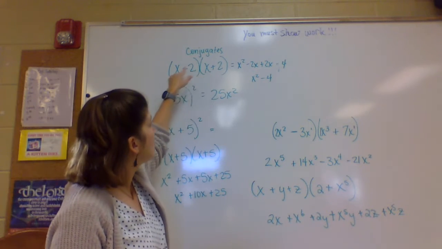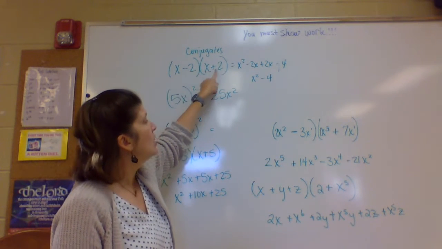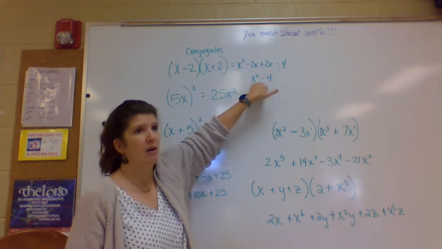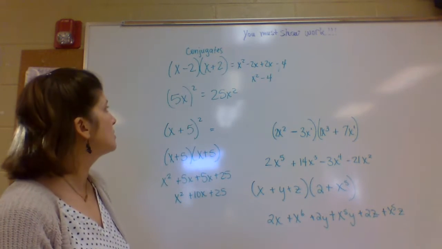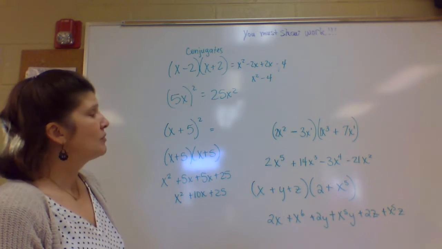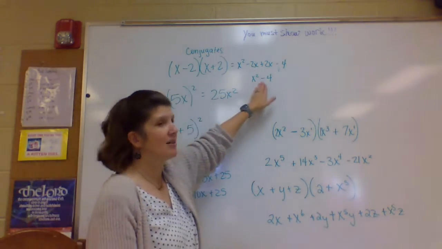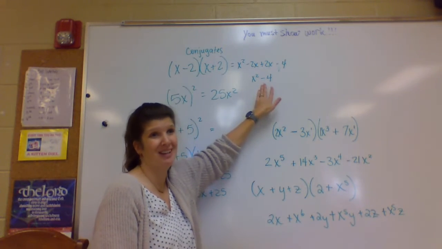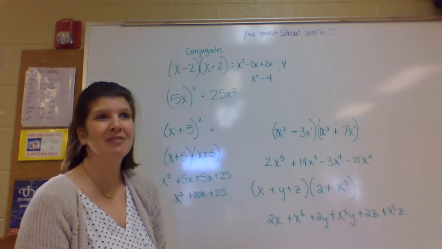If you have conjugates, everything's the same but the sign in the middle. The middle terms will cancel out and you'll end up with just the first and the last ones. If you're feeling real confident, you could shortcut straight from there to there because we know the middle term's going to cancel out, but I never feel confident enough to do that.